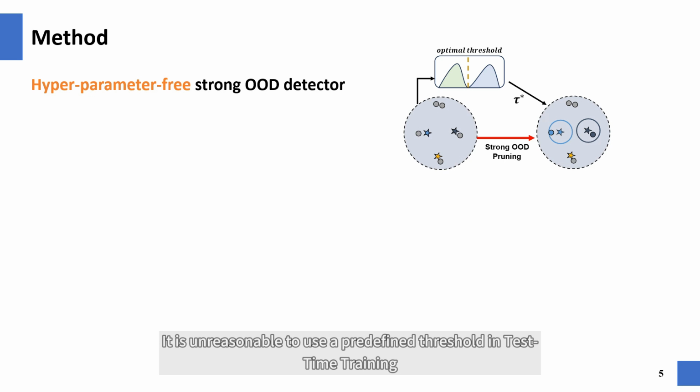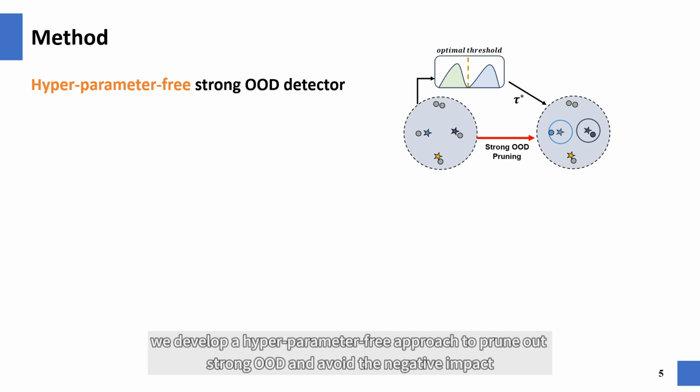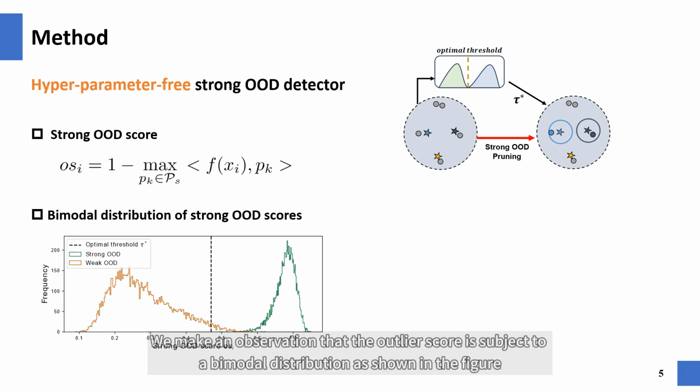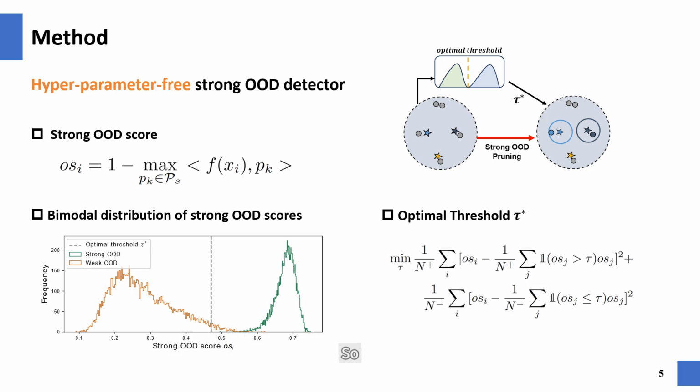It is unreasonable to use a predefined threshold in test time training. Instead, we developed a hyperparameter-free approach to prune out strong OOD. We defined a strong OOD score, OS, for each testing sample as the highest similarity to source domain prototypes. We make an observation that the outlier score is subject to a bimodal distribution. So the problem can be formulated as dividing the outlier score into two clusters, and the optimal threshold will minimize the intra-cluster variation.